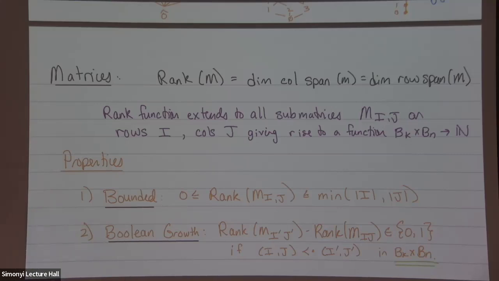Okay, so we think of this generalized rank function, given a certain matrix, as a function on the product of two Boolean posets, BK cross BN.